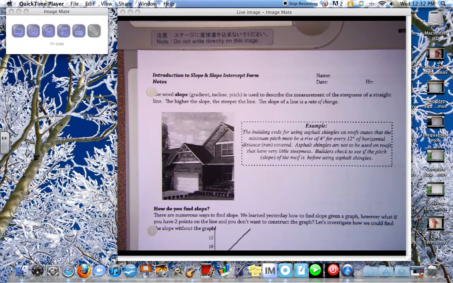All right, the word slope. Gradient, incline, pitch is used to describe the measurement of the steepness of a straight line. The higher the slope, the steeper the line. The slope of a line is a rate of change.